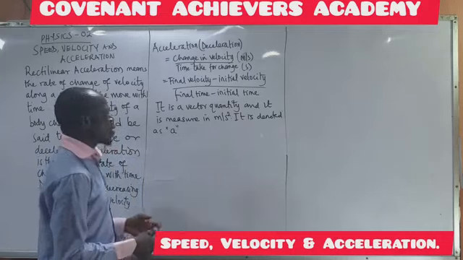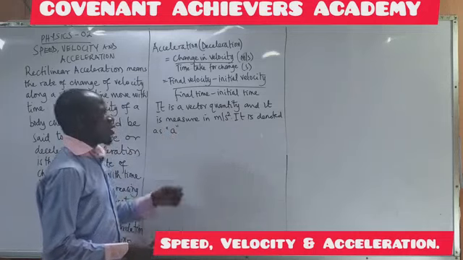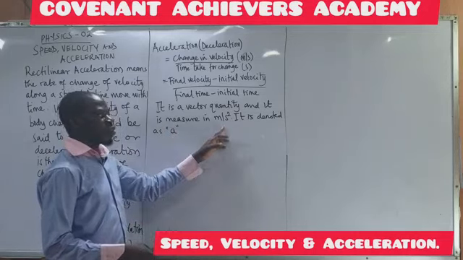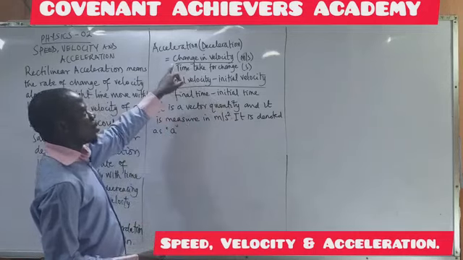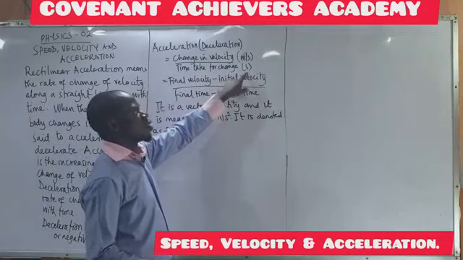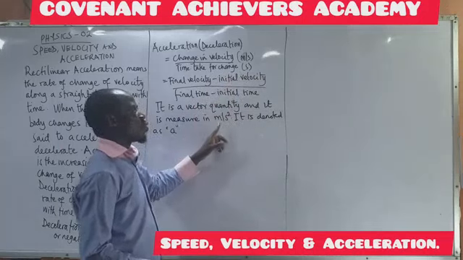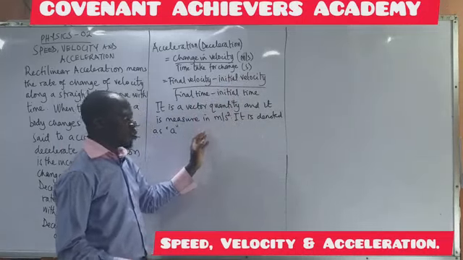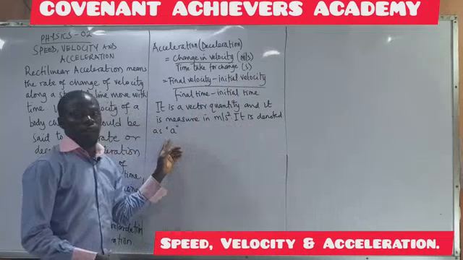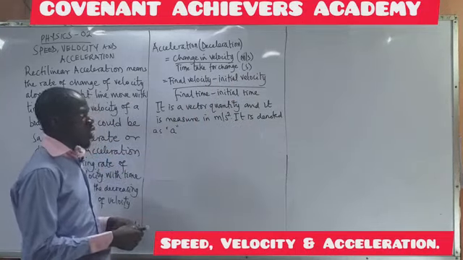Now, in that case, it is also a vector quantity, and it is measured in meter per second square. As you can see, change in velocity is in meter per second, and change in time is measured in seconds. So meter per second over seconds gives us meter per second square, and it is usually denoted with the letter a, small letter a.